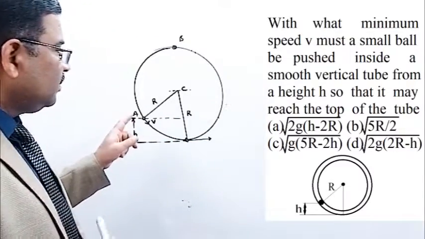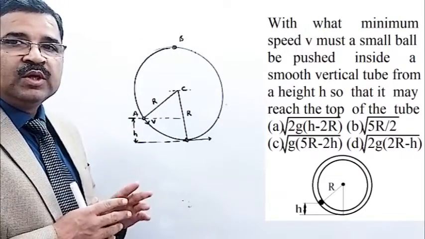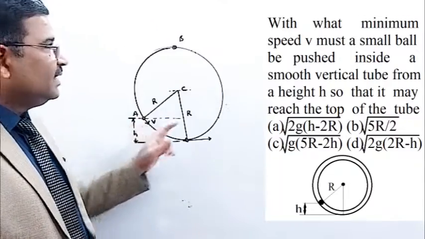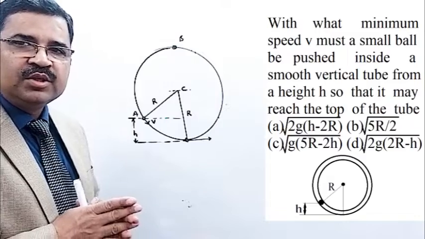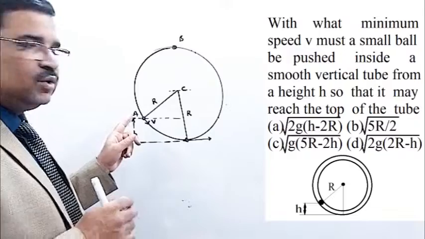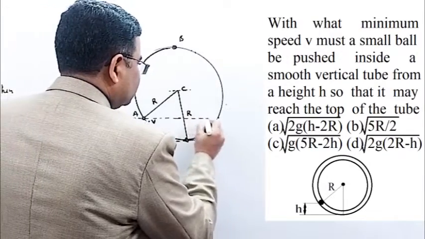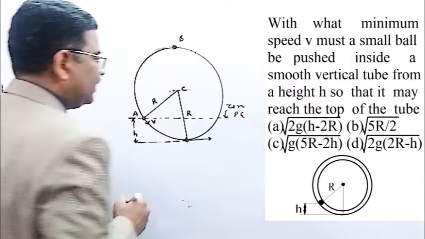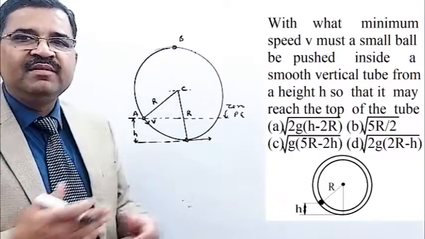So I should apply conservation of mechanical energy between A and B. Now what is the total energy at A? So it should be potential and kinetic both, and similarly at B also it is the sum of kinetic energy and the potential energy. Now in order to find the potential energy I should have a zero reference. So let us take this level as the reference of zero potential energy, and now I will write the total energy at A and the total energy at B and I will equate them.